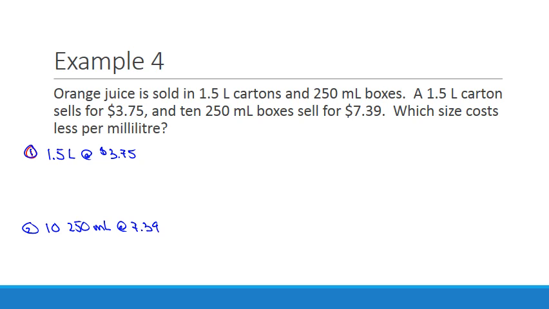So the first thing I want to do is take the 10 250 milliliter boxes. Really, I just want to see this as one buy. So how many milliliters would I get? Well, if I multiply that together, I'm really just getting 2,500 milliliters. And again, that costs me $7.39. So I'll just put a line.